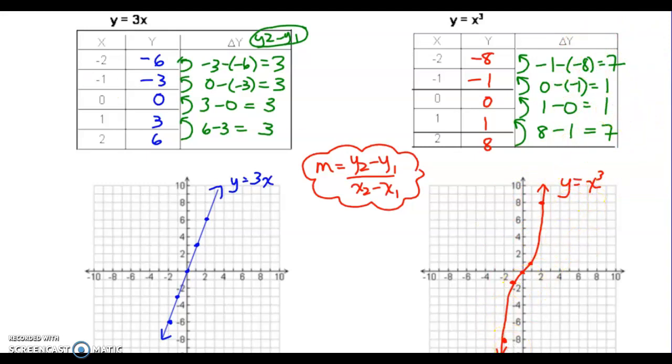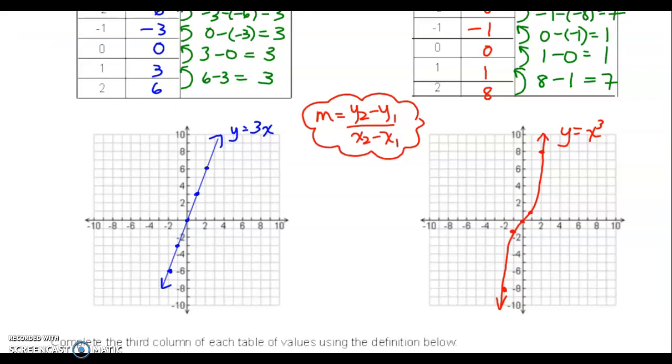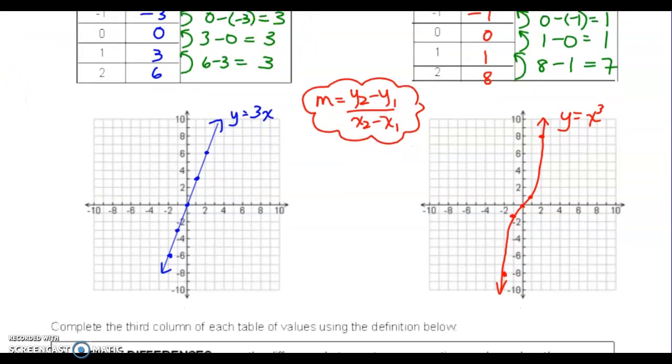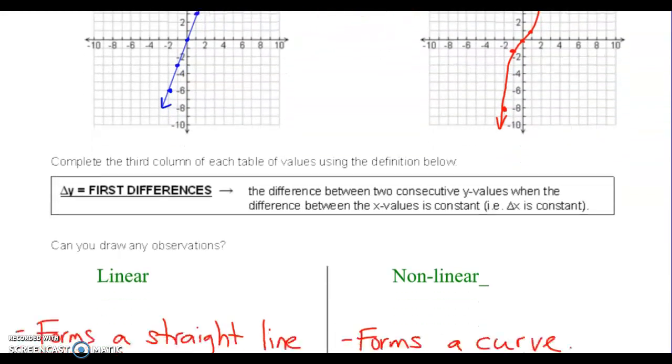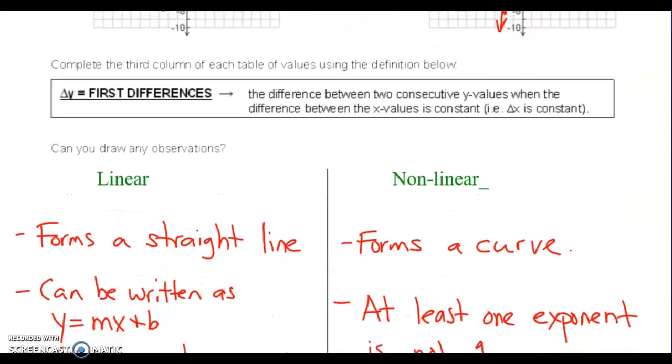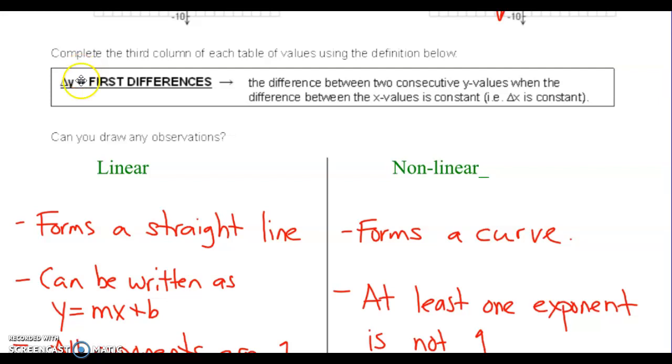So if my delta y's are constant, if they are the same as they were in my first example, that tells me that my graph will be linear. If they are not the same, then that tells me that my graph is non-linear. Okay, so delta y is the same as our first differences. That's the title for delta y. It's the difference between two consecutive y values when the difference between the x values is constant.